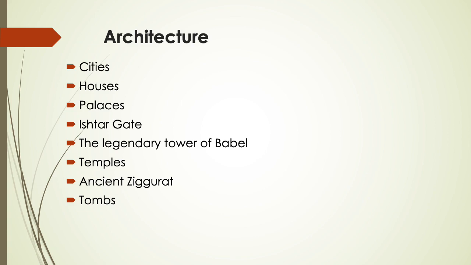Their architecture includes cities, houses, palaces, Ishtar Gate, the legendary Tower of Babel, temples, ancient ziggurats, tombs.